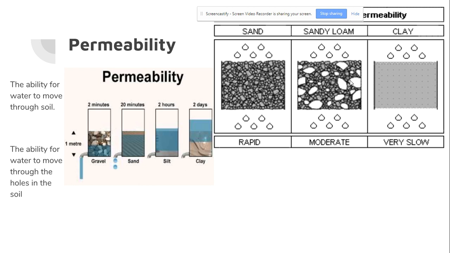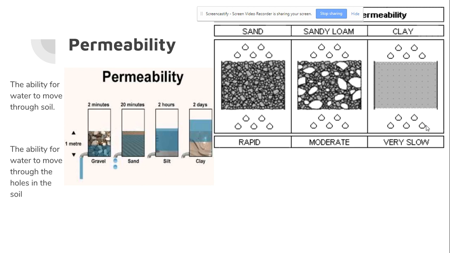Let's look at sandy loam or silt. We get 1, 2, 3, 4, 5 going in. We have about 3 coming out with a moderate speed. So that takes longer for the water to go through those holes because there's less holes. It's less permeable. And then we look at clay, teeny tiny little clay.